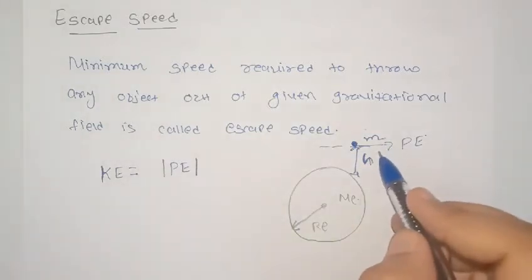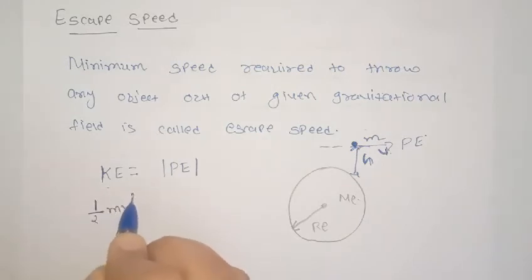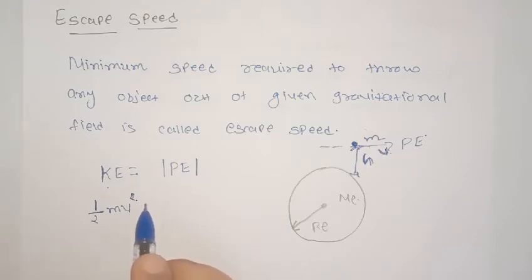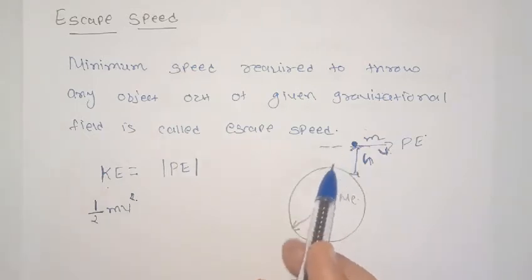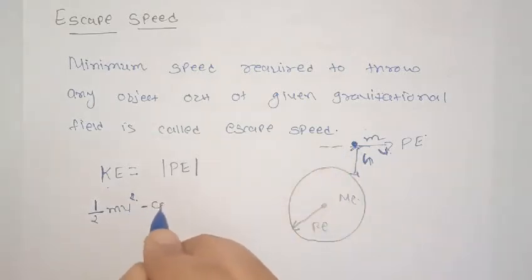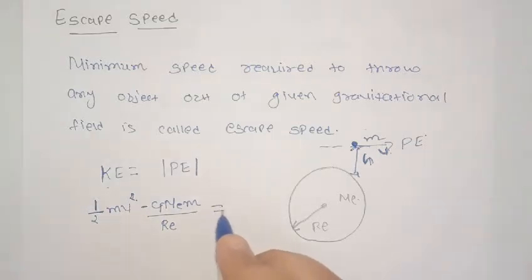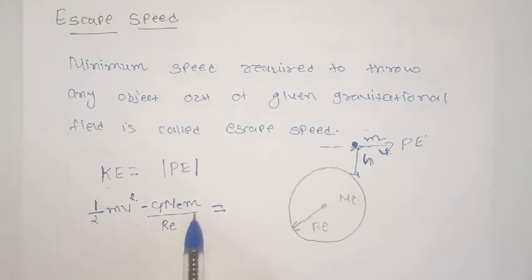Let's say we are throwing it with the speed of v. So kinetic energy given will be half m v square plus, initially it was having some potential energy, that is minus G M_e m upon R_e. Now we are using the conservation of energy. This is the initial energy.